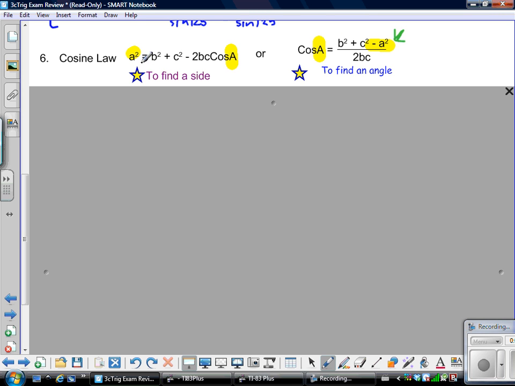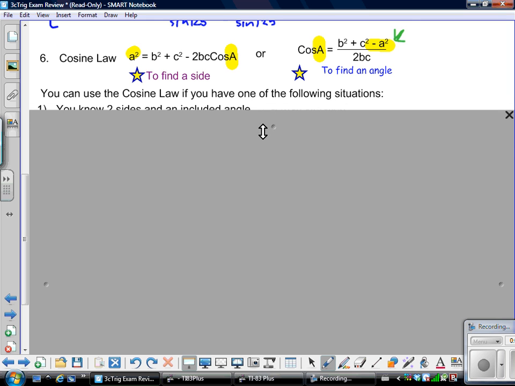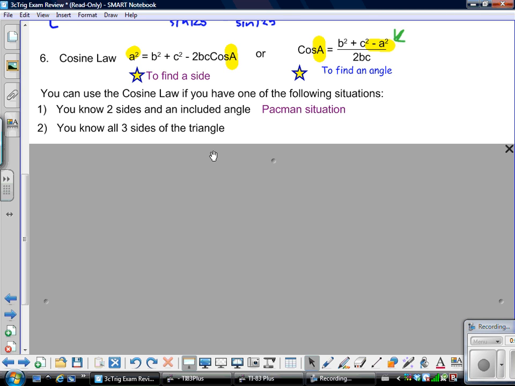So these two formulas again, it's just using a formula but making sure that you're following order of operations as well. So you can use the cosine law if you have one of the following situations. First of all, if you know two sides and an included angle. So this is that Pac-Man situation that we talked about before. Remember in the lesson I literally had a Pac-Man running across the screen. So Pac-Man situation, two sides and the angle holding them together. That's the included angle. Or you can use the cosine law if you know all three sides of the triangle.